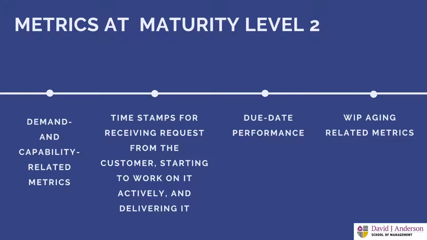If you didn't do it, this is the moment when you should really start measuring your lead time. So introduce some timestamps for receiving requests from the customer, starting date, end date, to know what your lead time is. Due date performance, so how well you are meeting your service level agreements, or maybe your due dates, because you probably have them by now. And aging of work in progress items. It's important to see how your items are aging and what is the ratio of the aging time versus the real work time.